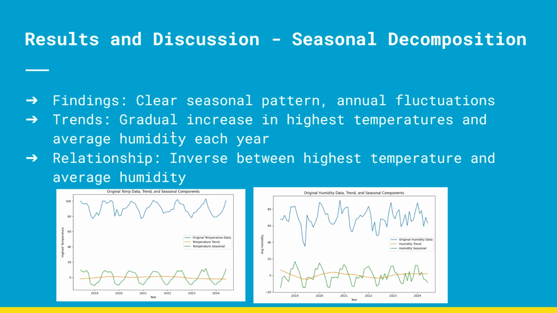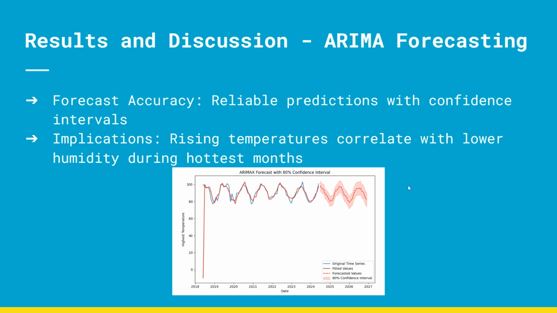And the relationship, of course, between the two values, highest temperature and average humidity, is inverse. They're inverse of each other. When it's the highest temperature in the summer, humidity is very low. In the winter, its highest temperatures, of course, have higher levels of humidity. For ARIMA forecasting, we had reliable predictions with the confidence intervals, and for the implications, rising temperatures correlate with lower humidity during the hottest months.